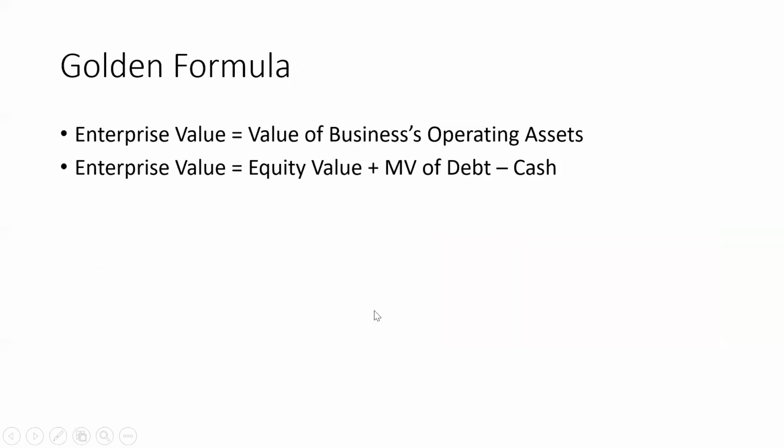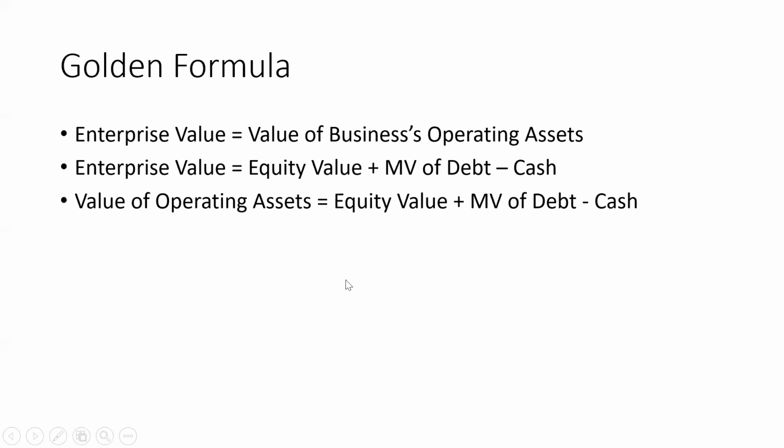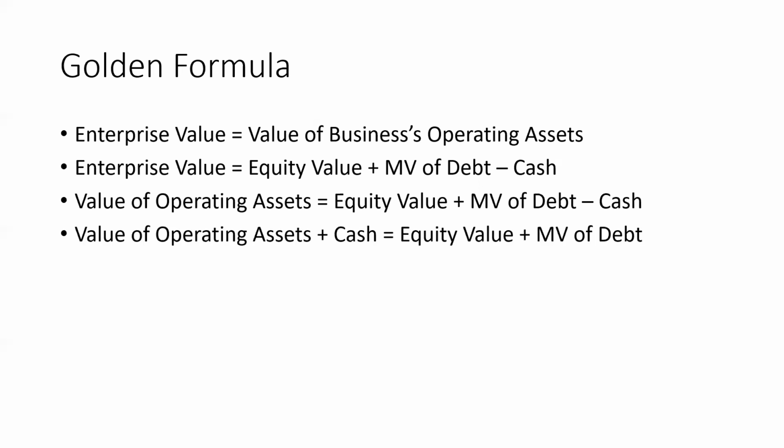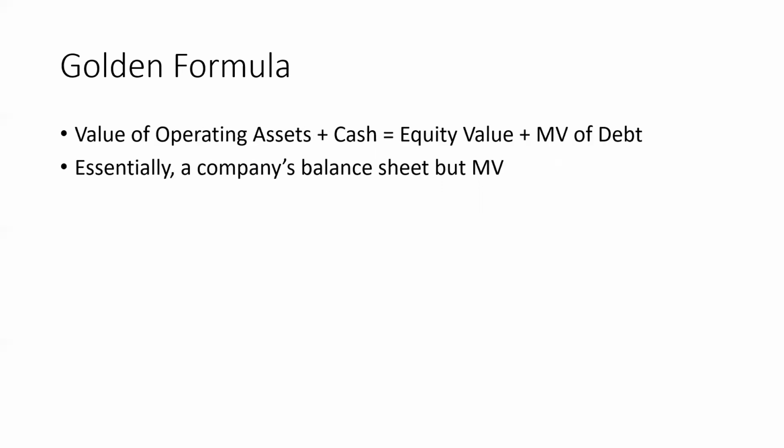So this is kind of the golden formula that I've been setting us up for. Enterprise value equals the value of a business's operating assets. We established that. And this formula: enterprise value equals equity value plus market value of debt minus cash. So from there, we can just substitute out value of business's operating assets for enterprise value because these are the same. So we have this formula. And here is this very important formula. Value of operating assets plus cash equals equity value plus market value of debt.